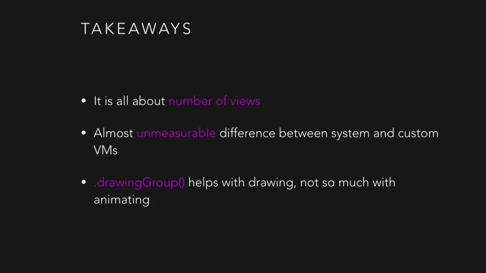My experiments also showed that there is an almost unmeasurable difference between standard view modifiers and your custom ones, for example, geometry effects. So if you don't mess up really badly, you don't need to worry about that. And the drawing group, which makes SwiftUI render off-screen and utilize Metal rendering, is especially effective when you are doing some sort of color blending or such things, but doesn't help in the animation, for example, of movement. The interpolation is still done on the CPU.